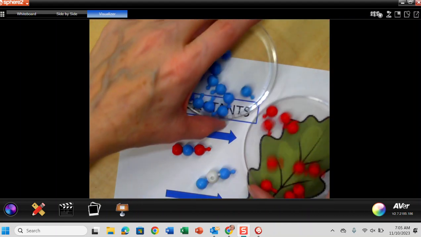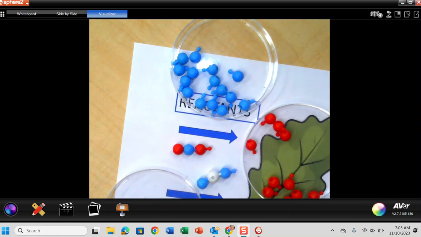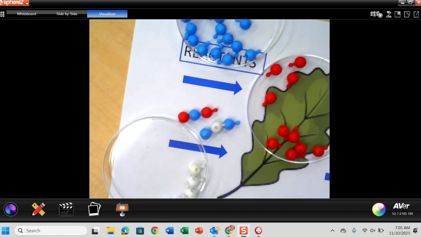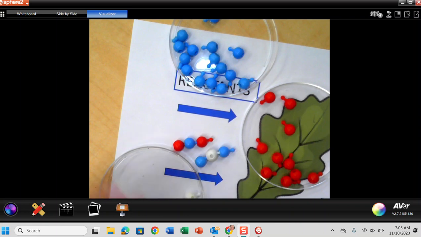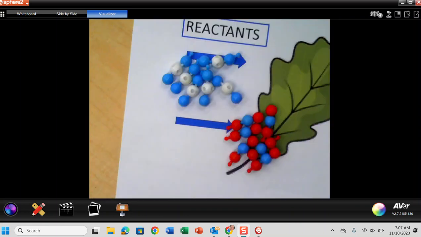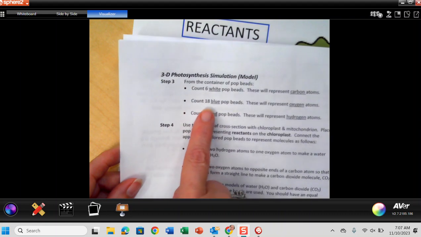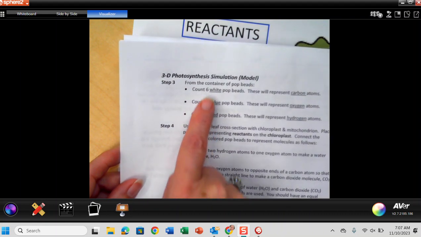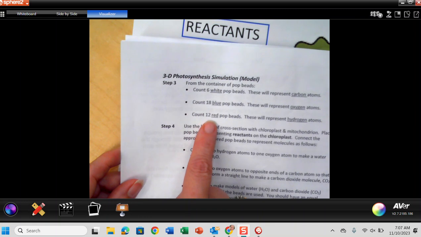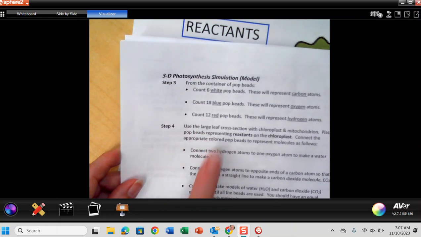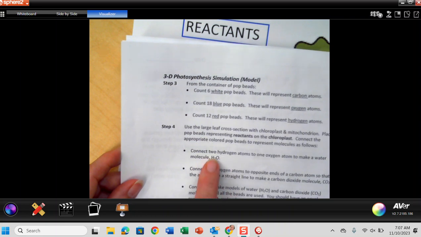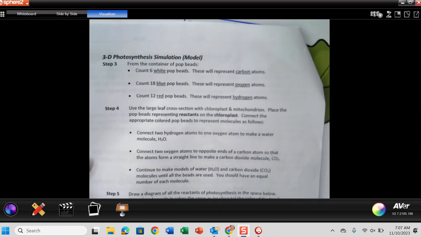I'm going to use all of my beads and do this without having you watch me, and I'm going to end up with a whole bunch of molecules. Okay, so I took all of the beads I was given. Remember, I was given 6 white, 18 blue, and 12 red. So if I add that all together, I was given 36 different beads, which means I was given 36 atoms. And I made 2 different kinds of molecules. I made a water molecule and I made a carbon dioxide molecule.